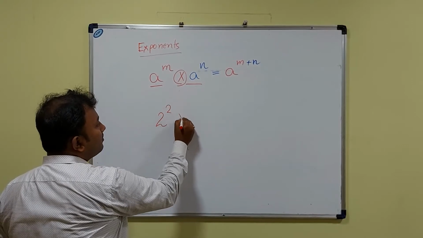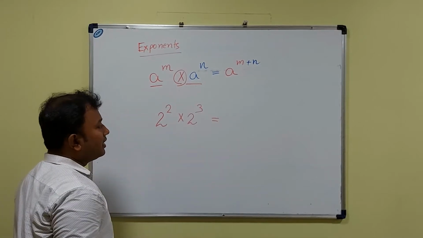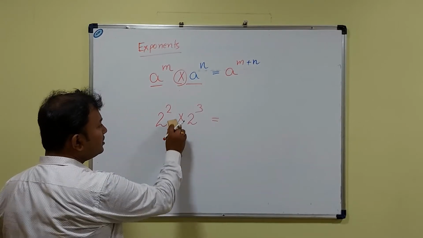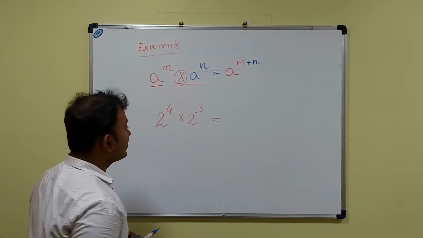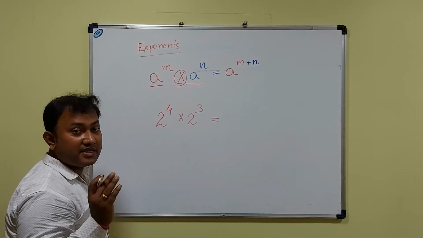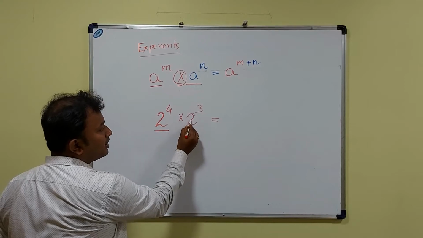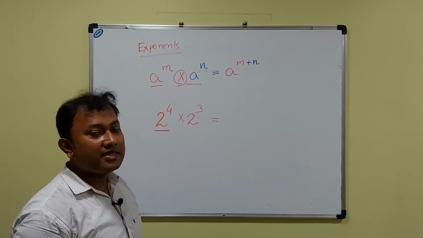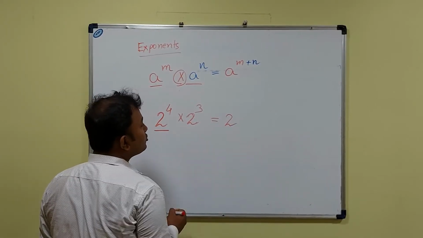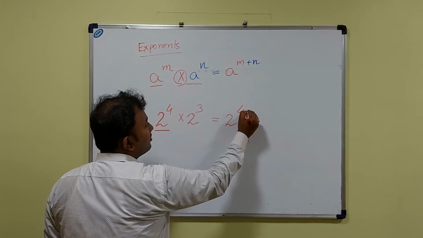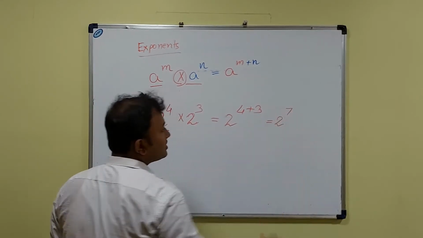2 square multiplied by 2 cube. Note here, for your understanding, let me make it better: 2 to the power 4. See, in both cases the base is the same, that is 2. So if the base is the same, then during multiplication the powers are added. So 2 to the power 4 plus 3, so this will be 2 to the power 7.